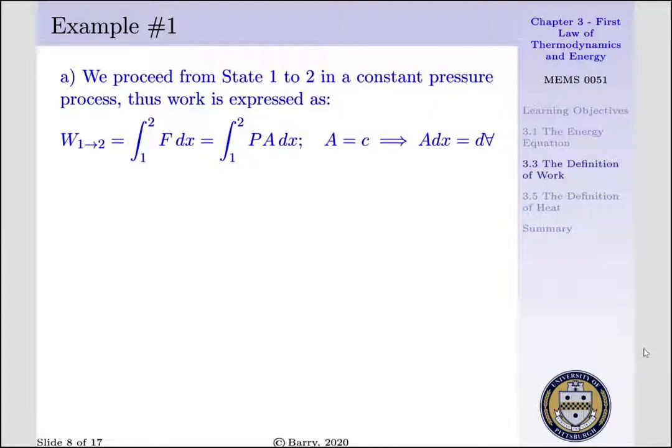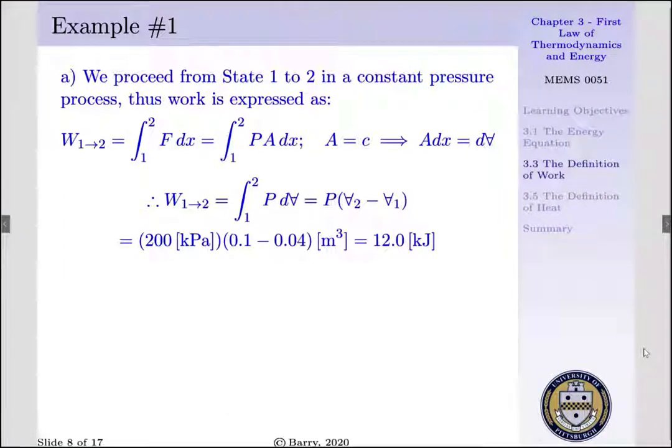Now, if we proceed from state 1 to state 2 in a constant pressure process, we need to express our formulation of work from a thermodynamic perspective. Recall work from state 1 to state 2 is equal to the integral from 1 to 2 of F dx. Now, force is pressure times area. So we'd have the integral from state 1 to state 2 of PA dx. Now, for a piston cylinder device, our area is constant. And area times dx, i.e. the change of distance of our piston with respect to initial position, will give us dV, differential volume. Thus, we can say our work from state 1 to state 2 is equal to the integral from state 1 to state 2 of P dV. If our pressure is constant, it moves outside the integral, and our integrand is unity.